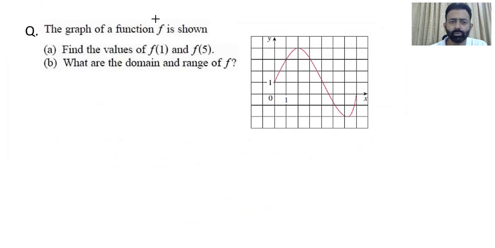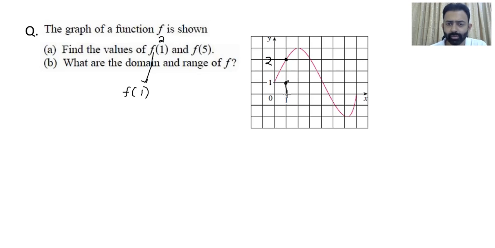Let us do a couple of questions. The graph of the function f is shown like this. Find the value of f(1). So f(1) means the value of the function at x equal to 1. This is x equal to 1, this point, and the value of the function is this, which is 2. So I will say f(1) is 2.